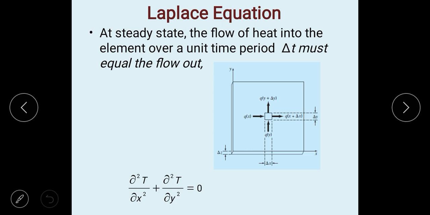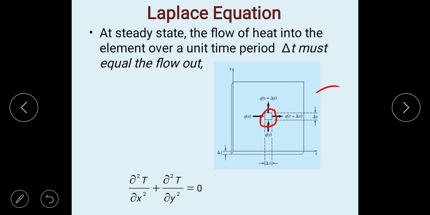Next, how to derive the Laplace equation from that rectangular or square plate. For example, in this figure, one plate is given. From this plate, we can take one small element. For this small element, we take the length along the x direction as delta x and the length along the y direction as delta y. Then in this small rectangular portion, Q is the heat flux.